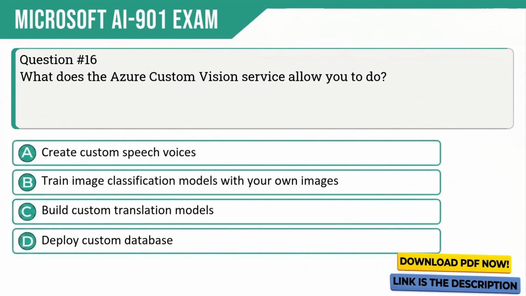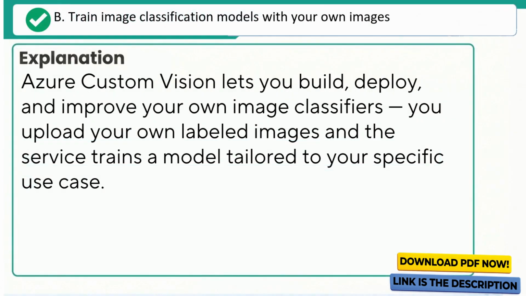Question number 16. What does the Azure Custom Vision service allow you to do? A. Create custom speech voices. B. Train image classification models with your own images. C. Build custom translation models. D. Deploy custom database. Correct answer, B. Train image classification models with your own images. Explanation. Azure Custom Vision lets you build, deploy, and improve your own image classifiers. You upload your own labeled images, and the service trains a model tailored to your specific use case.